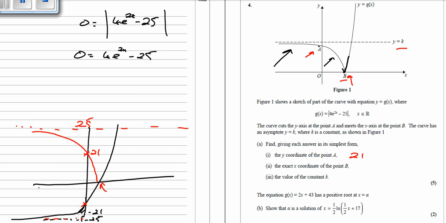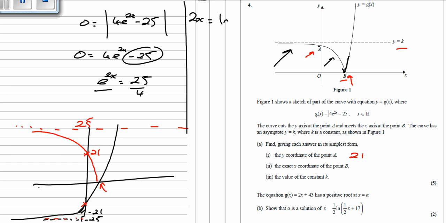Next thing we're going to do to solve that is we're going to add 25 divided by 4. So e to 2x equals 25 over 4. We're then going to take logs of both sides. So if you take logs of this side, you're just going to be left with 2x. And that's going to be log of 25 over 4. Then you're going to divide by 2, so x equals a half log 25 over 4.